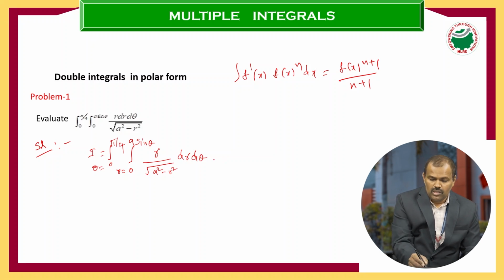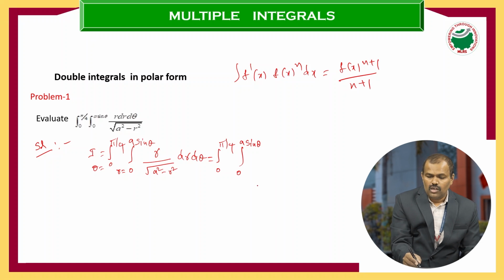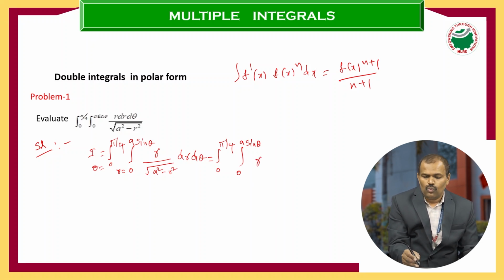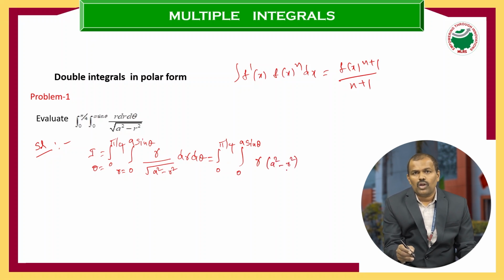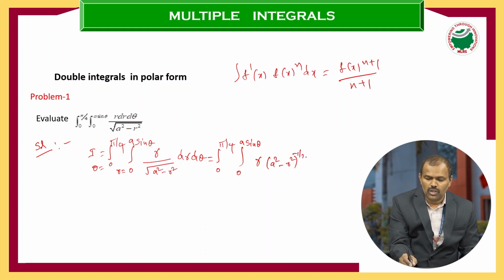So here it can be rearranged as integral 0 to pi by 4, 0 to a sin theta, r into 1 by square root of a square minus r square. 1 by square root, how to write? A square minus r square, square root means power 1 by 2, 1 by square root means power minus 1 by 2. So power minus 1 by 2 dr d theta.